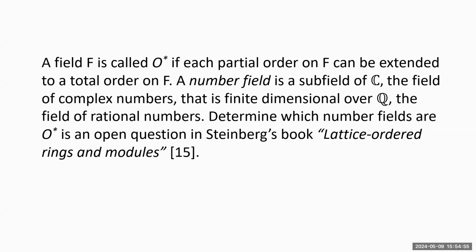A field F is called O star if its partial order can be extended to a total order, so it is included in a total order. A number field is a subfield of the complex numbers that is finite-dimensional over the rational numbers. We want to determine which number fields are O star. That's an open question in Steinberg's book.